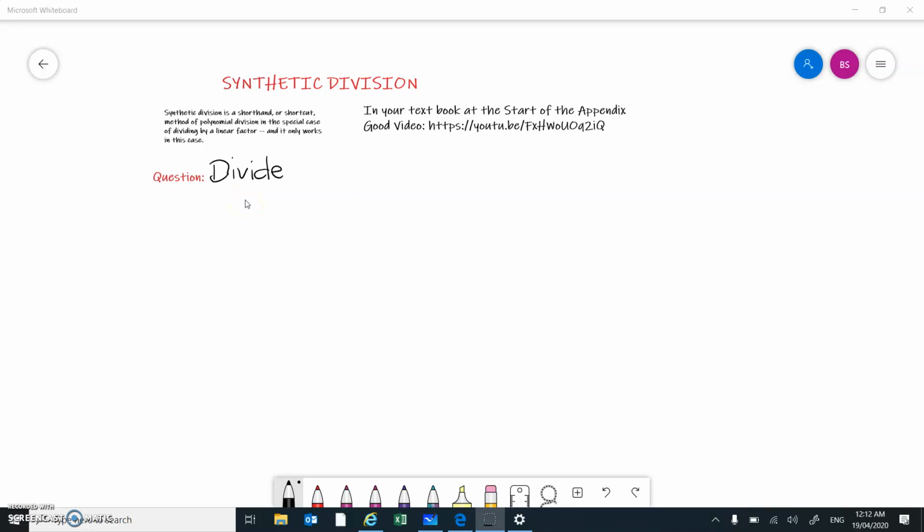So if we divide this polynomial, x to the power of 3 plus 2x squared minus 1, by the linear factor x minus 3. You can do it in other methods, but we're going to use synthetic division today.